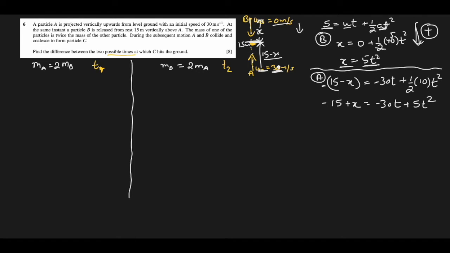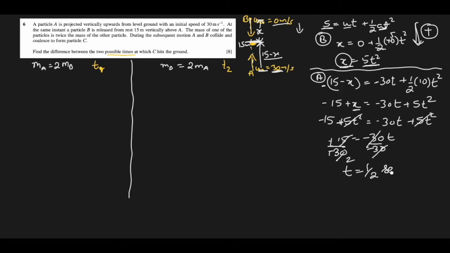X is 5t square, the same time, because they are taking exactly the same time to collide. So we can replace X here. Minus 15 plus 5t square equals minus 30t plus 5t square. Both sides have 5t square, so if I subtract it from both, they cancel out. We are left with minus 15 equals minus 30t. Dividing by minus 30, t equals 1 over 2 seconds, half a second. It does not matter what the mass is, which is heavier, which is lighter, because mass has no role in kinematic equations.